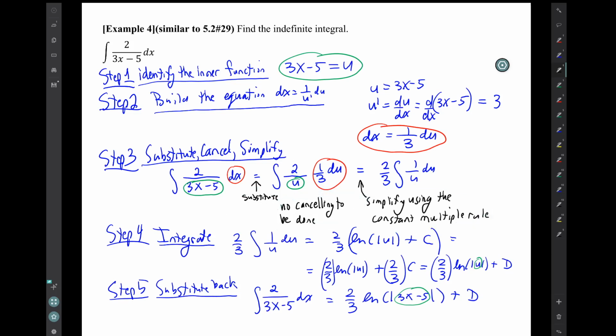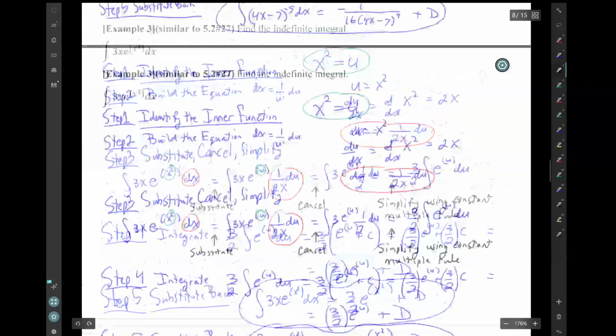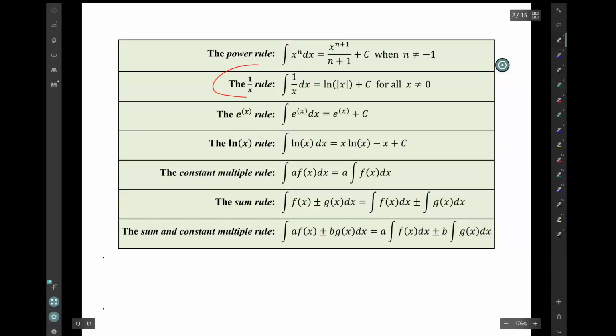The result of step 3 was this basic integral. We did not convert that to a power function form. We did not write that as u to the minus 1. The reason is you can't use the power rule to integrate u to the minus 1. You have to integrate 1 over u using the 1 over u rule. The indefinite integral of 1 over x is ln of absolute value of x plus c.